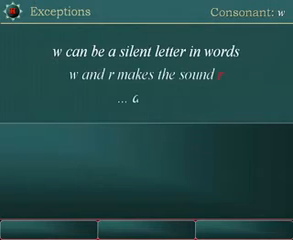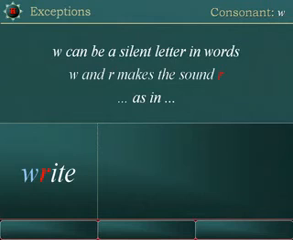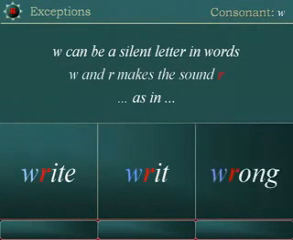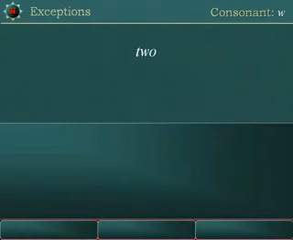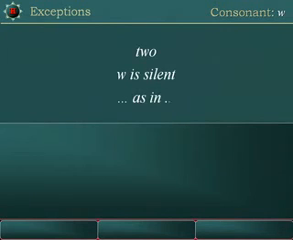W and R make the sound R, as in right, writ, wrong. W can be a silent letter in words. W is silent as in two.